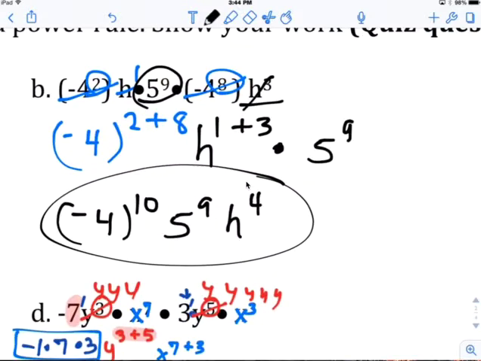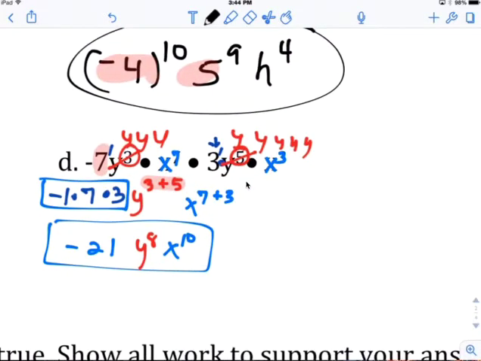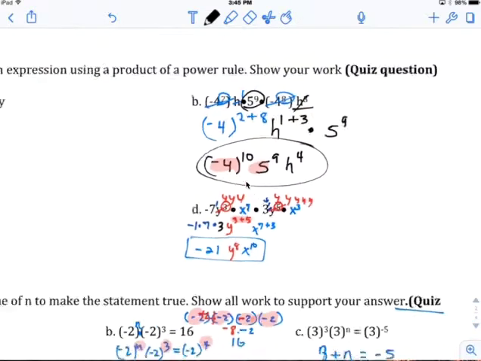You don't multiply these. They're not an exponent of 1. The only time you can multiply them is when they're both exponent of 1. 7 times 3. Okay, you don't multiply that. 7 times 3, we can multiply. That's a number you're used to multiplying.